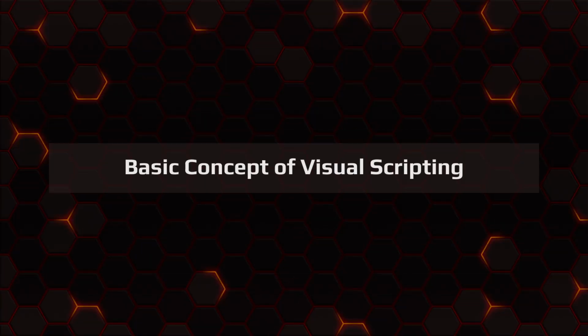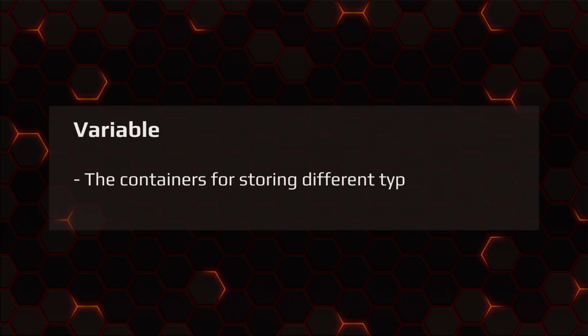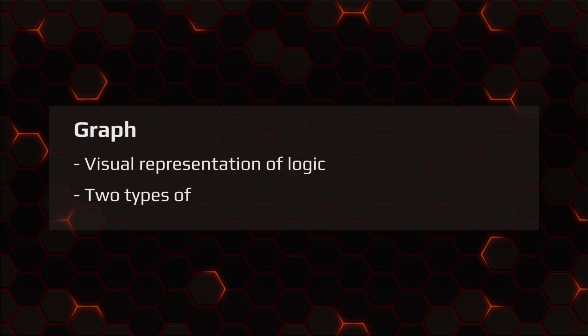Let's have a talk on the basic concept of Visual Scripting. We have variables, which are the containers for storing different types of data. And we also have graphs, machines, and graph assets. Graph is a visual representation of logic. There are two types of graph, flow and state graph.